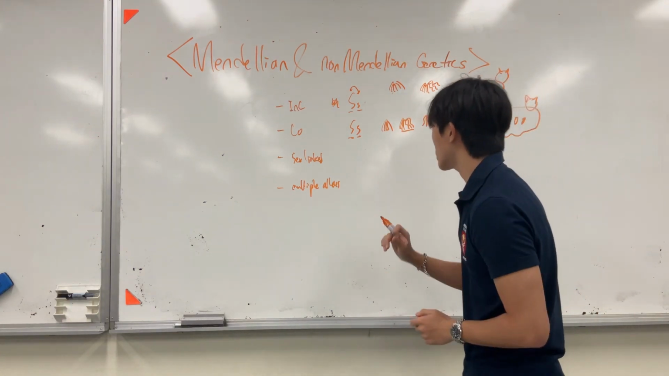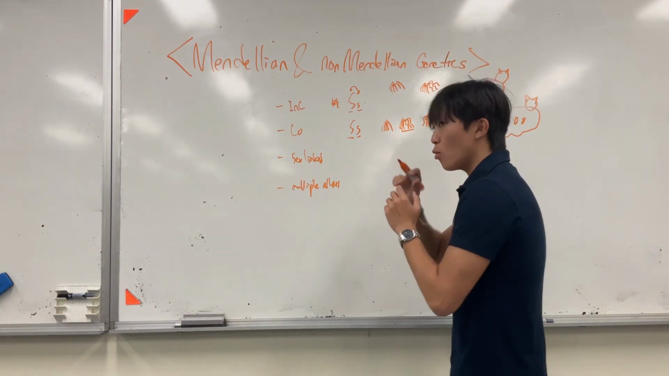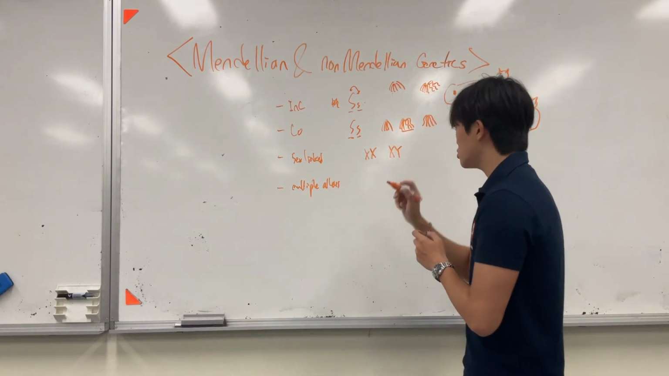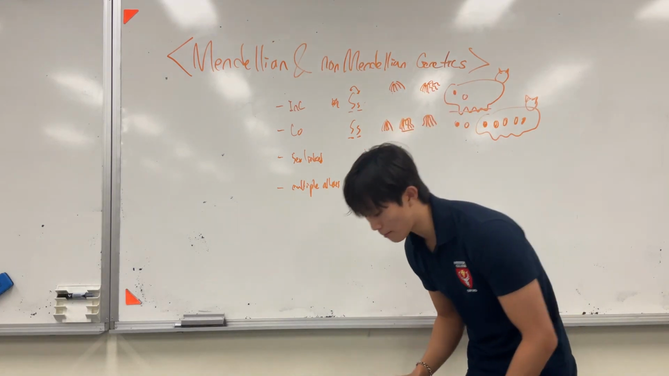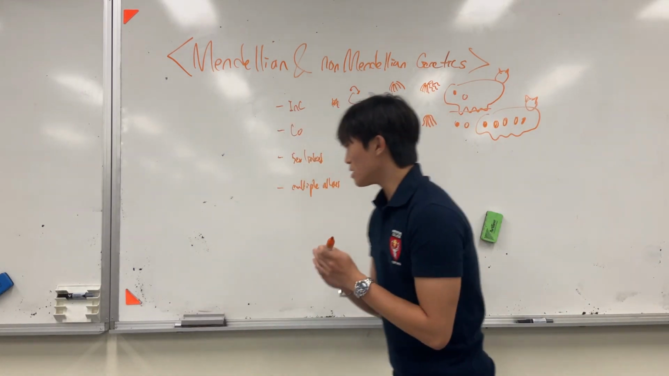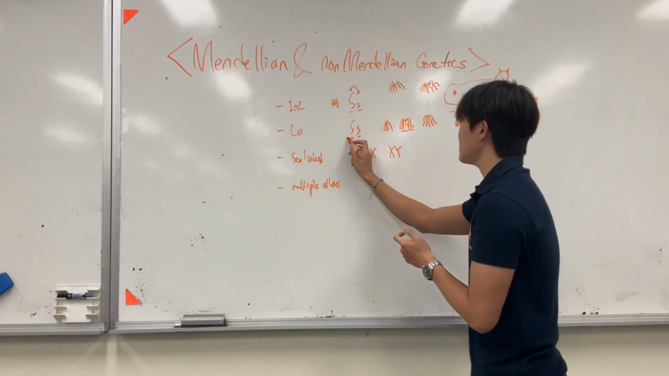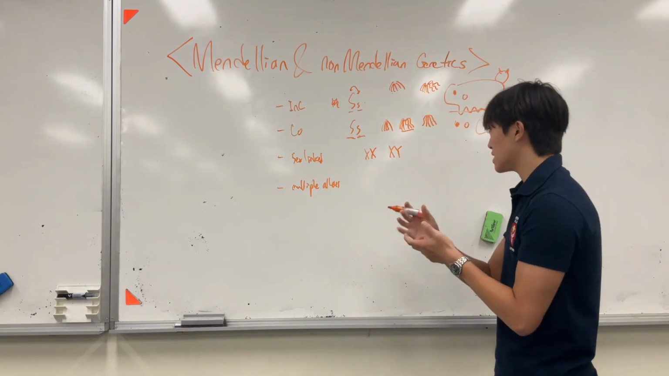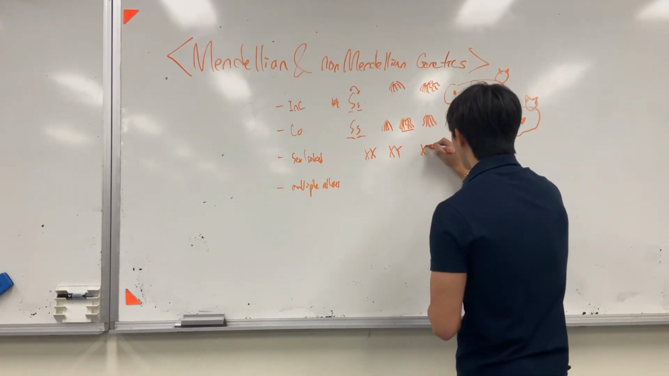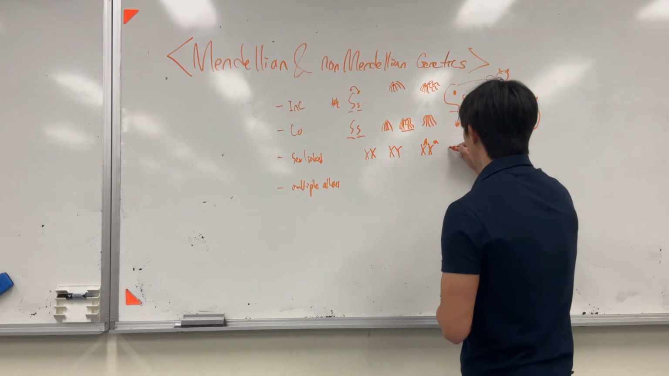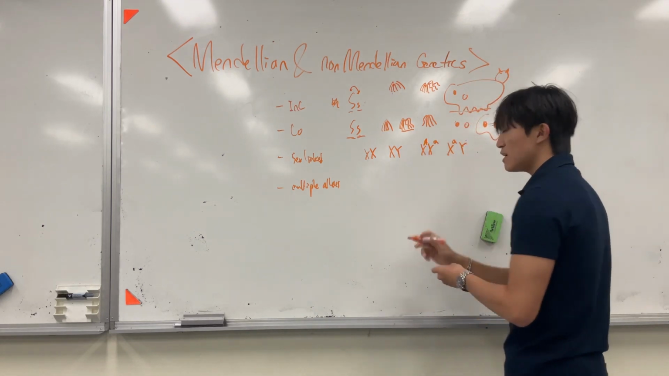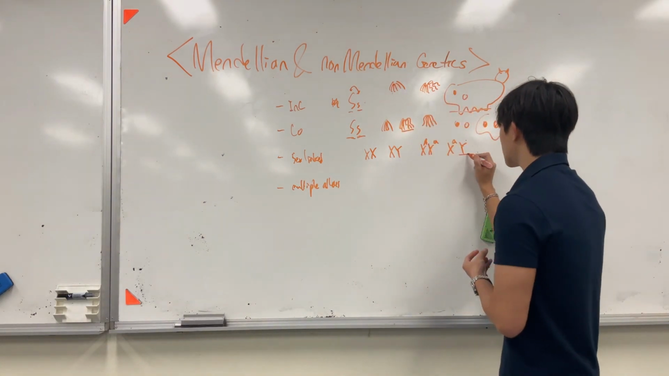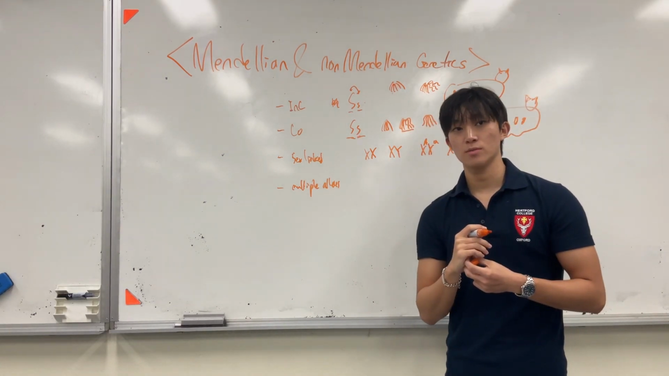Now, sex-linked traits. This time, these traits are the traits that are related to the sex chromosomes of your mom and your dad. So what happens is, instead of just receiving these alleles, you're receiving alleles from your parents' sex chromosomes. So for example, if the trait is linked to only the X chromosome, you won't receive any of them from the Y chromosome.